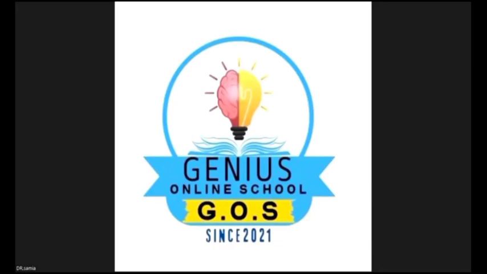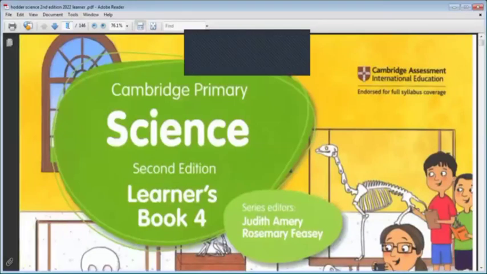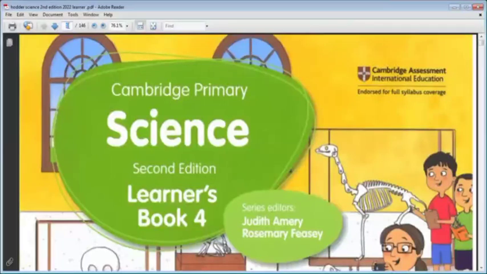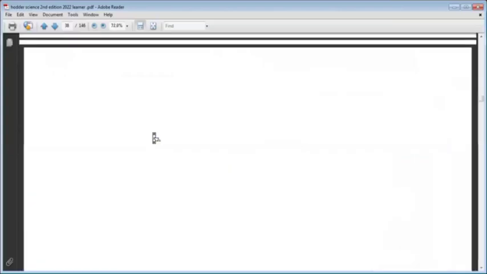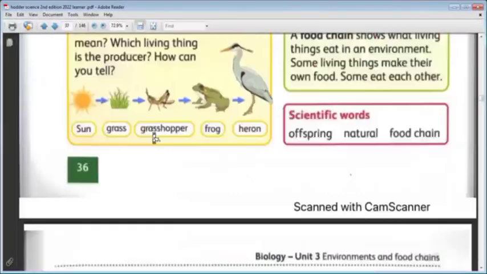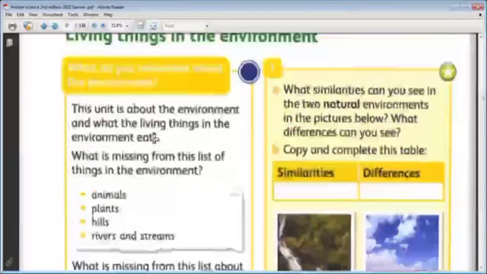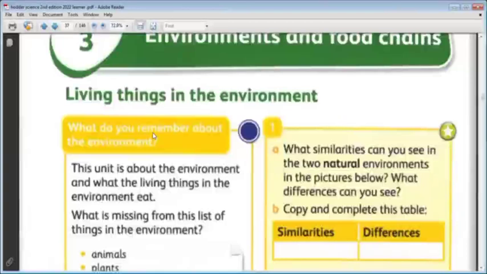In Unit 3, we will talk about different environments for living organisms. We have learned that living organisms need air, water, food, and shelter or habitat. A habitat is the place where a living thing can live, and its needs, like air, water, and food, are present in its environment.